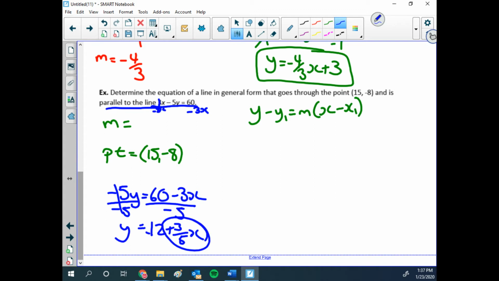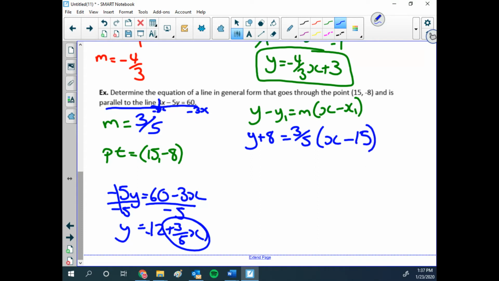Y-intercept doesn't matter. All I was really caring for is the slope, because they're telling me the line that I'm going to create is parallel to this line right here. Well, the only piece of information I need then is the slope. The slope is going to be exactly the same in that line as it is in my line. So now I have enough information to substitute into slope point form. So y minus y1, positive 8, equals m, 3 over 5, x minus x1, which is 15.